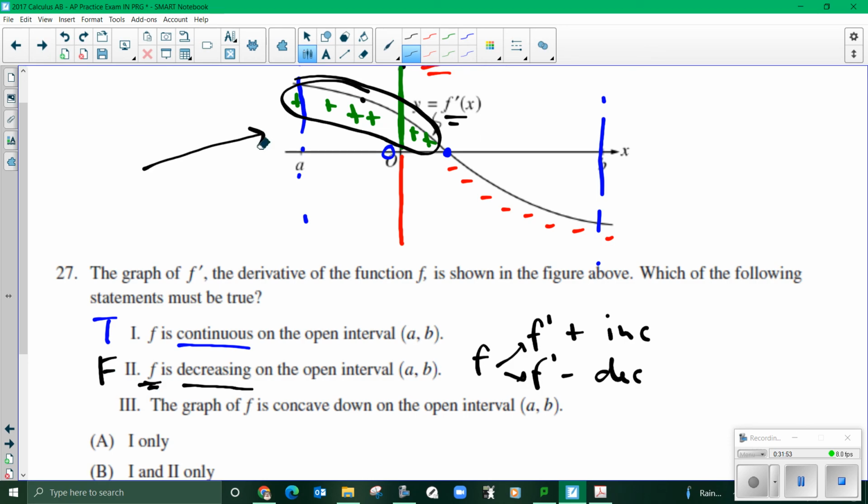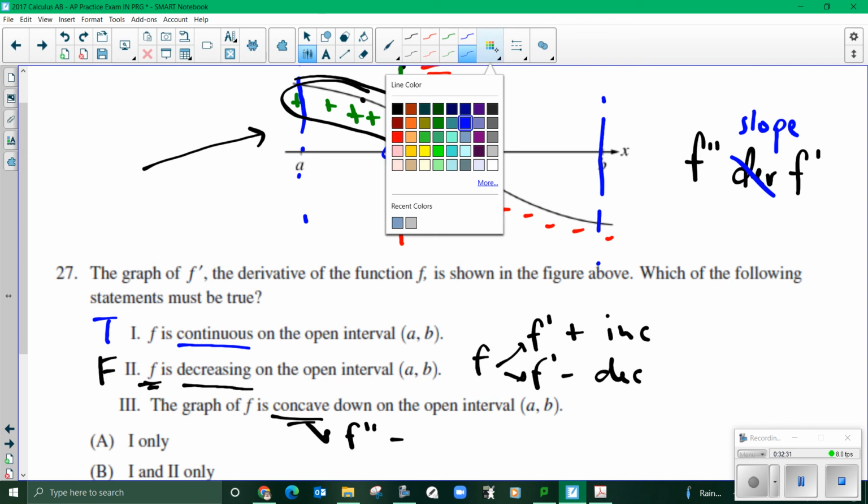Now the graph of f is concave down on the open interval from A to B. Concavity is the second derivative. That would mean the second derivative would have to be negative. How do I get the second derivative if I have the first derivative? The second derivative is the derivative of the first derivative. That should make sense. But don't forget, derivative is also slope. So the second derivative is the slope of the first derivative.